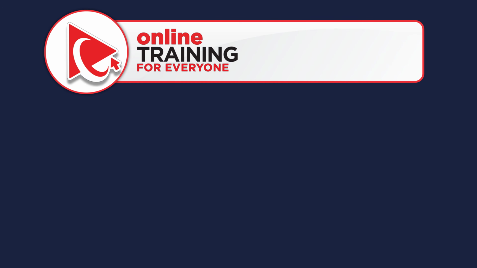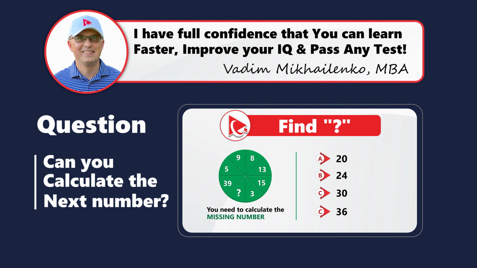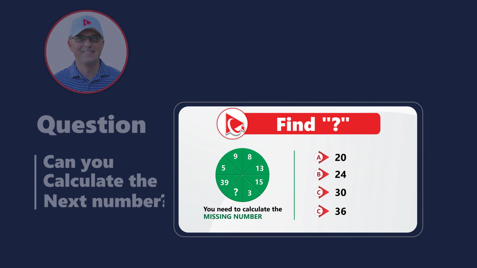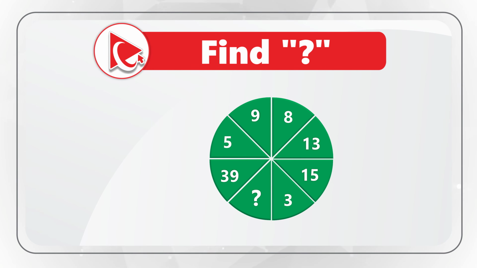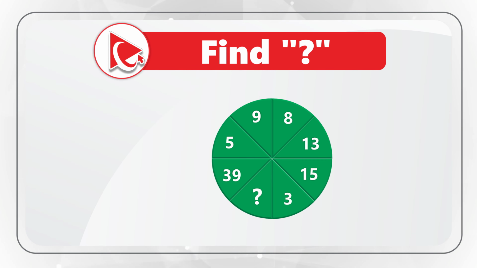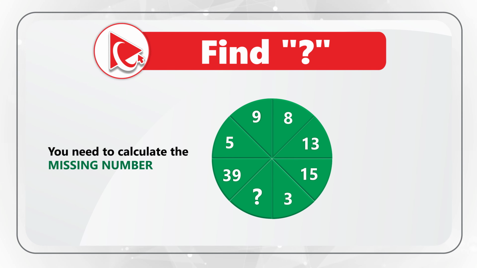Here's a problem some people might find challenging, but in reality, it's very easy to solve. You're presented with a circle broken down into 8 sections. In each section, there is a number, and in one section the number is missing, and you need to calculate the missing number. If we start with the 8 o'clock, the numbers that are present are 39, 5, 9, 8, 13, 15, 3, and then comes the missing number.